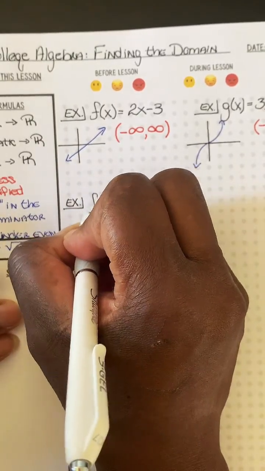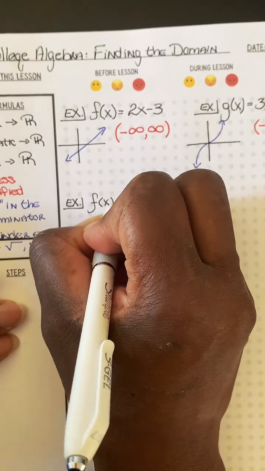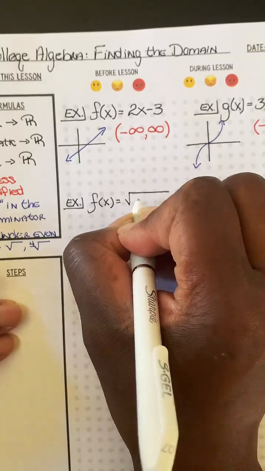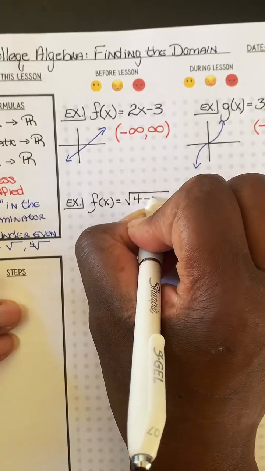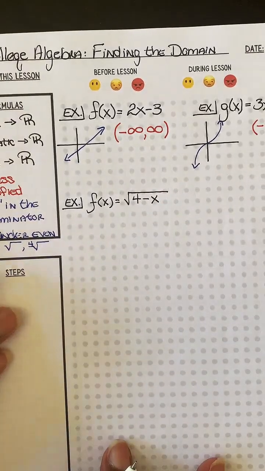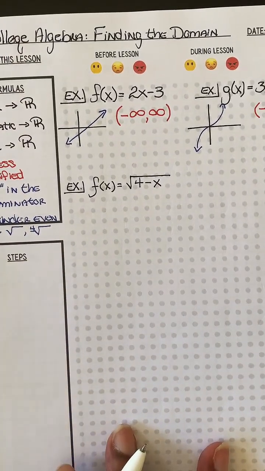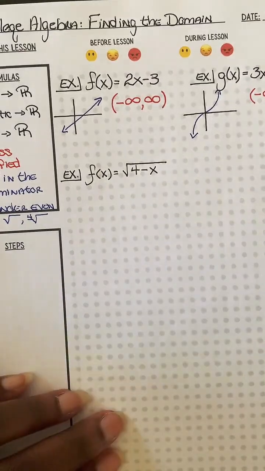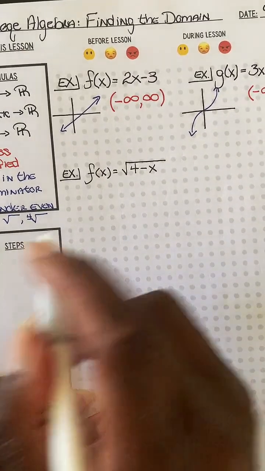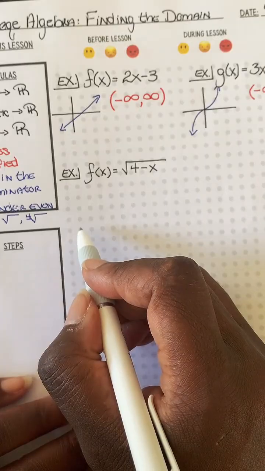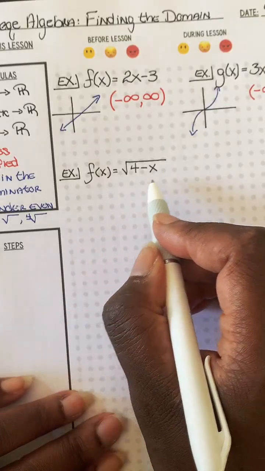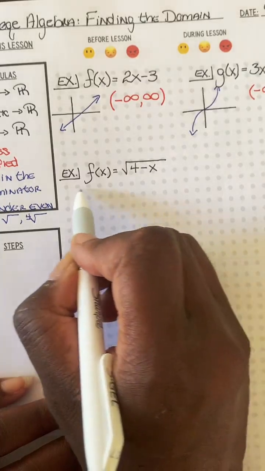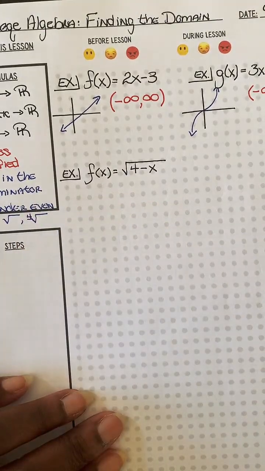So let's try this one. Now for this one, this is a square root. A square root usually has one particular spot, and then it either increases in one direction, or one particular spot, and it also increases or decreases in another direction.